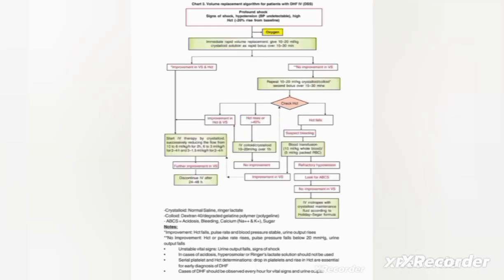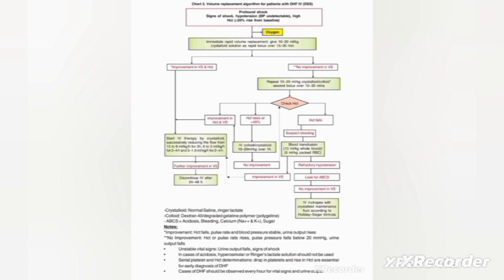Next one, dengue hemorrhagic fever grade 4, that is dengue shock syndrome. That is the last stage of dengue fever. Here the patient will be in profound shock. There will be signs of shock. BP will not be detectable, and high hematocrit value will be present. Bleeding will be spontaneous. So we have to start with airway, breathing, circulation. Oxygen should be administered first.